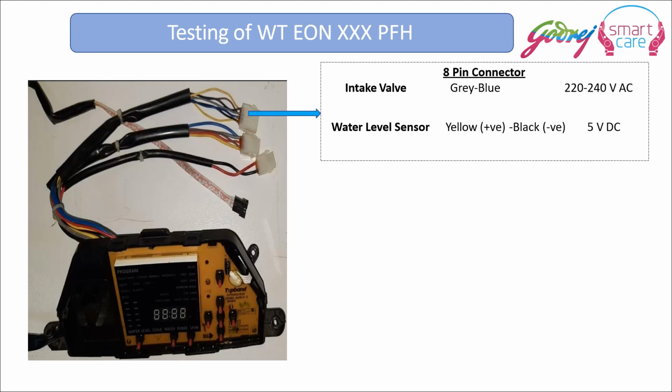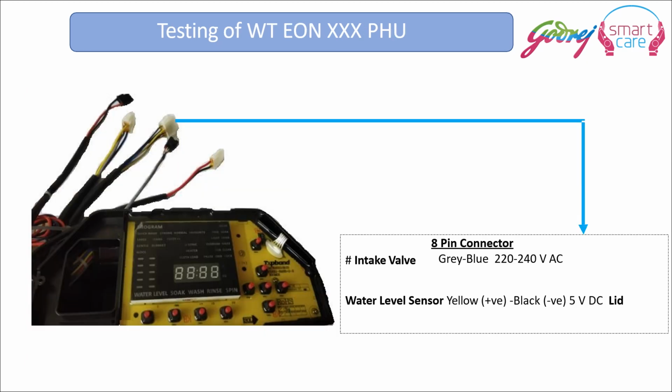Intake valve at the 8 pin connector in the model WT ion PFH, 220 volts AC supply, and at the water level sensor, yellow and black wire. Yellow is positive, black is negative, 5 volt DC. In case of the WT ion PHU Usonic model, the intake valve is an 8-pin connector. We get the gray and blue wire for 220 to 240 volt AC. For the water level sensor, it's yellow and black wire, 5 volt DC.